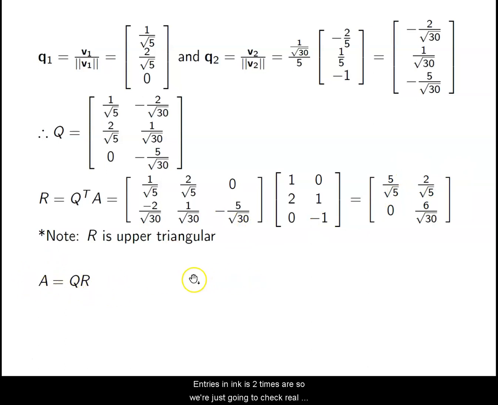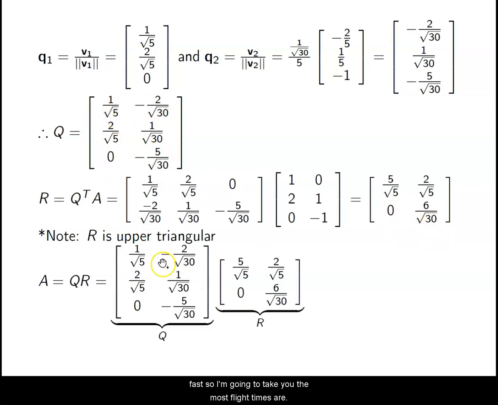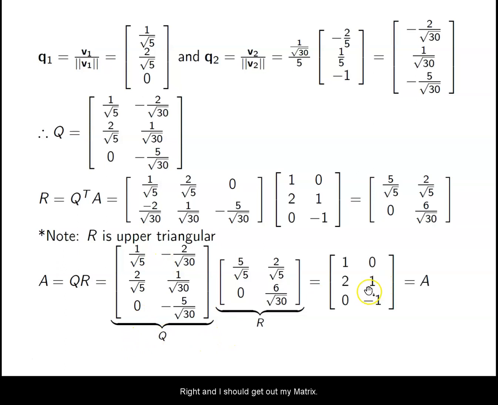So we're just going to check real fast. I'm going to take Q and multiply it times R, right? And I should get out my matrix A, right? And there we go.